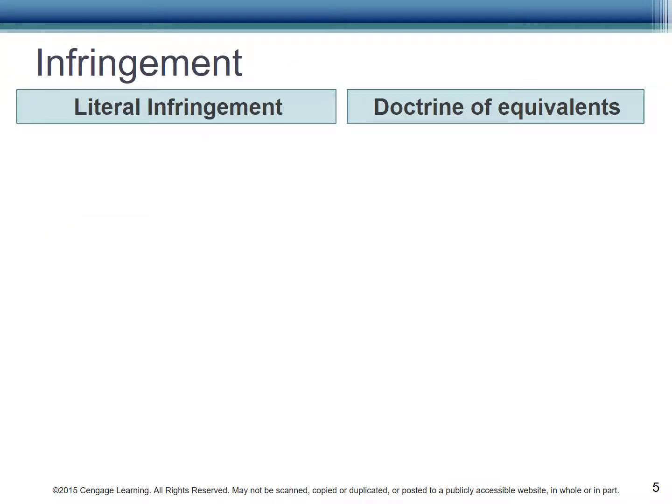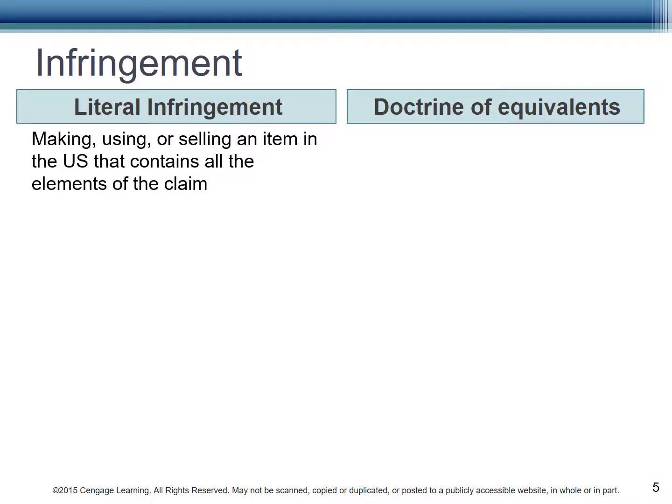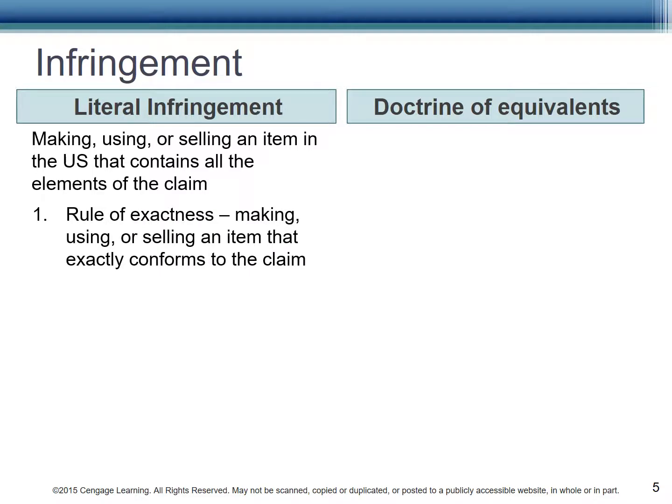If people infringe, who's responsible to find them? You. You must protect your own intellectual property. Literal infringement is evaluated by determining if someone is making, using, or selling something in the U.S. that is protected and is your intellectual property. The rule of exactness is the easiest condition to evaluate. Does someone else make, use, or sell an item that is exactly like yours?